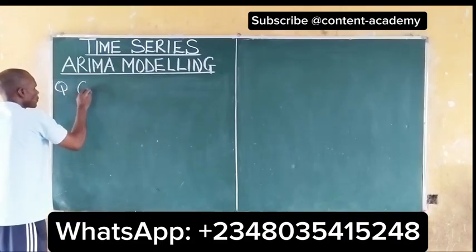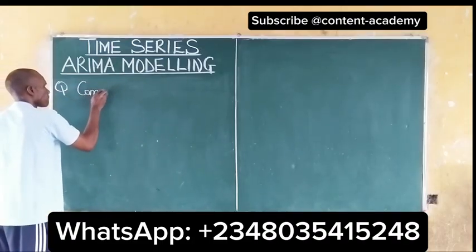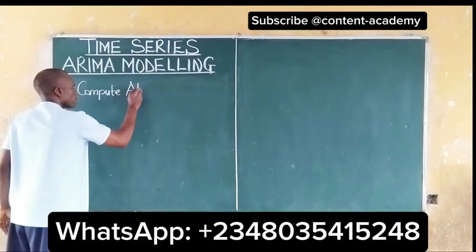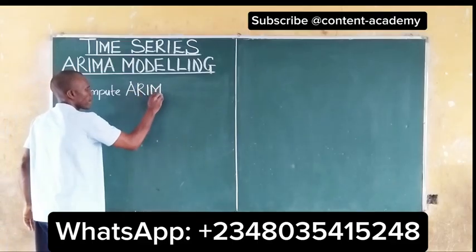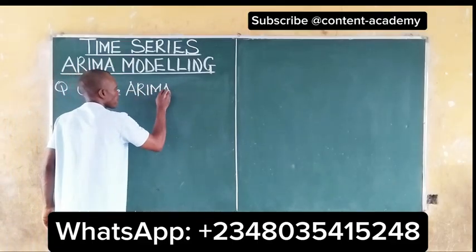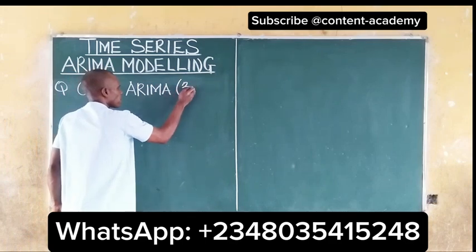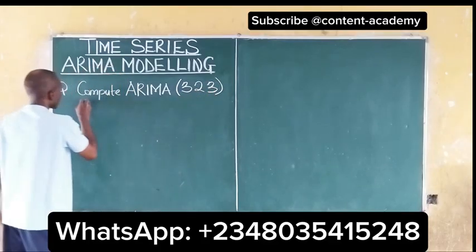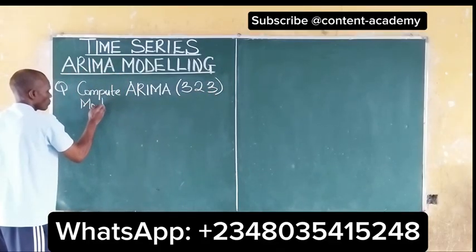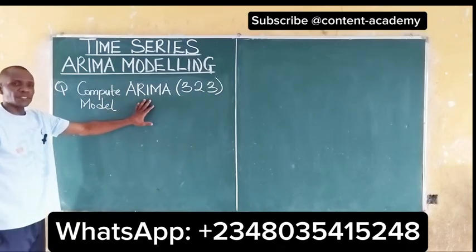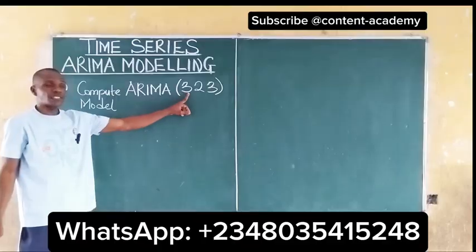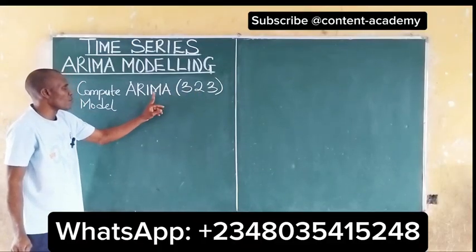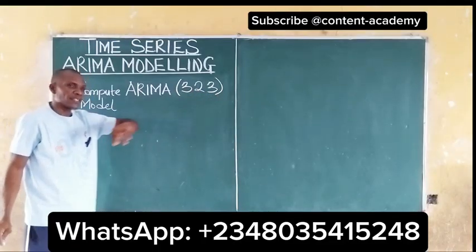Question: compute ARIMA (3, 2, 3) model. What this simply means is that the autoregressive part is of order 3, the differencing part is of order 2, and the moving average part is of order 3.